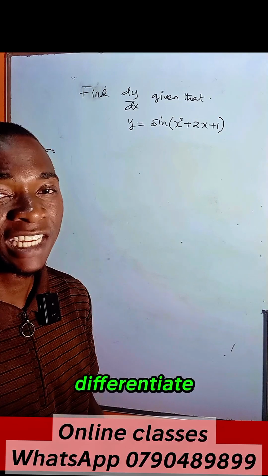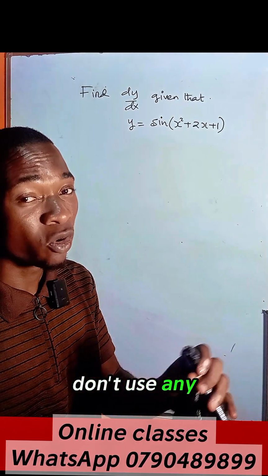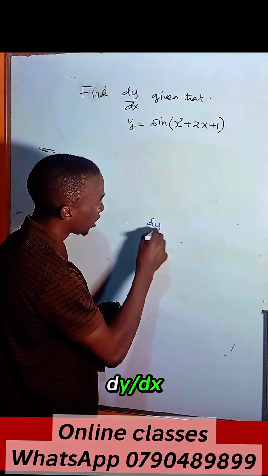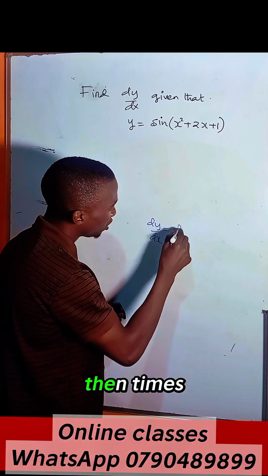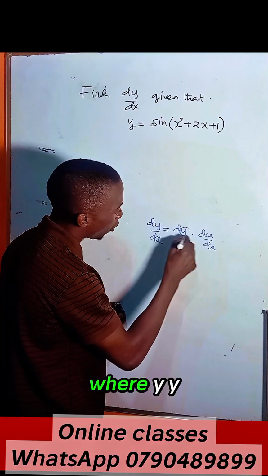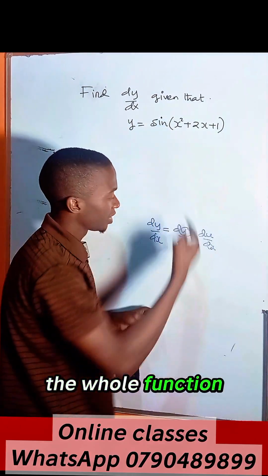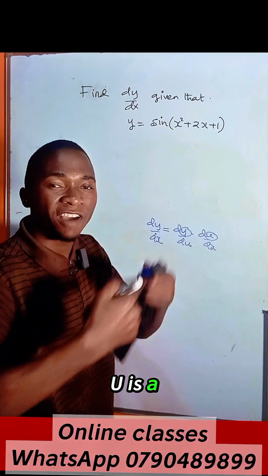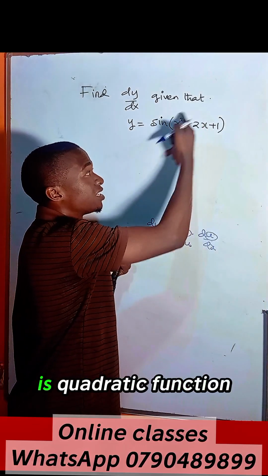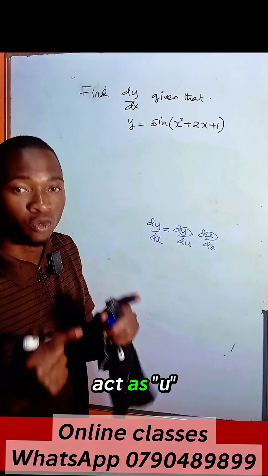Now, anytime you differentiate a function of another function, don't use any rule except the chain rule. The chain rule is defined as dy/dx is given by dy/du times du/dx, where y is the whole given function, and u is the function within, the contained function. Here the contained function is the quadratic function x squared plus 2x plus 1. So this acts as u.